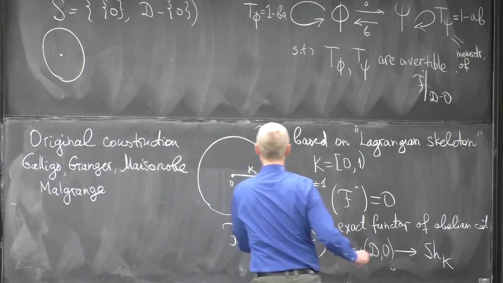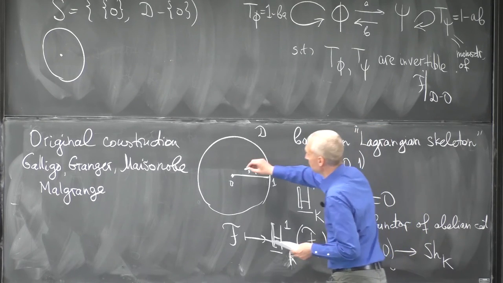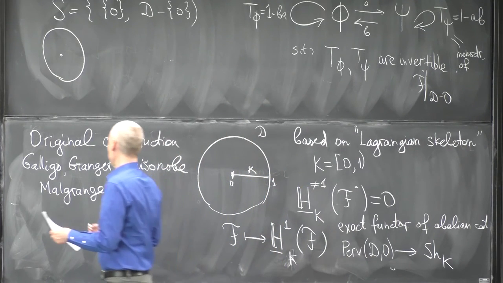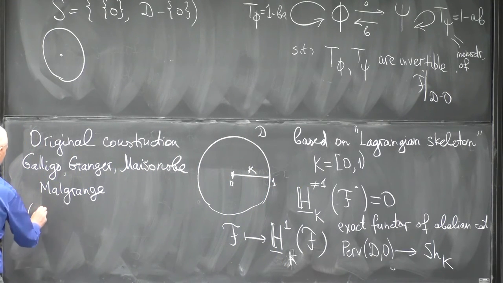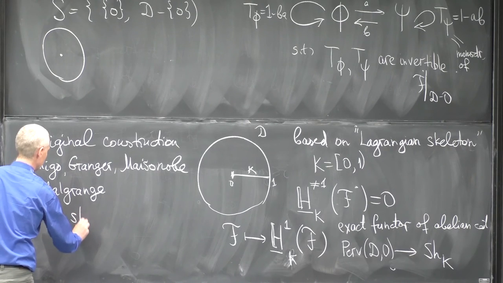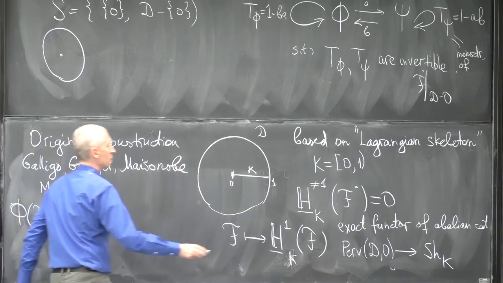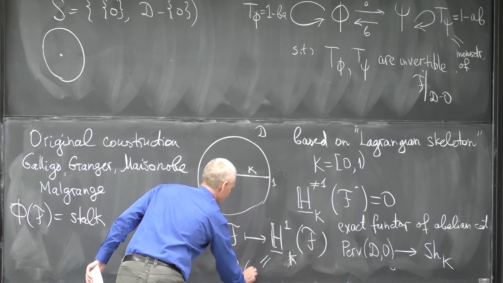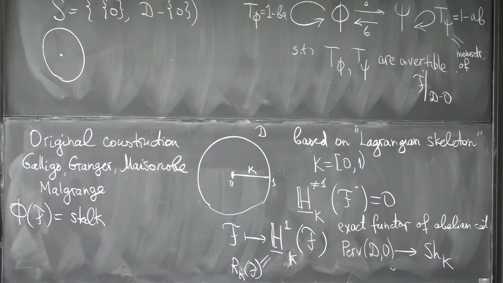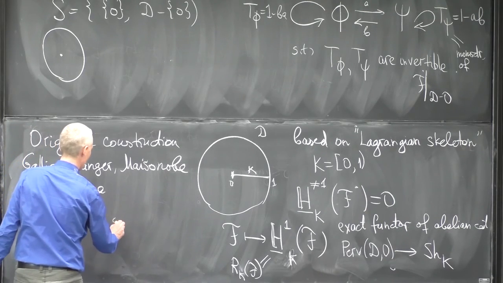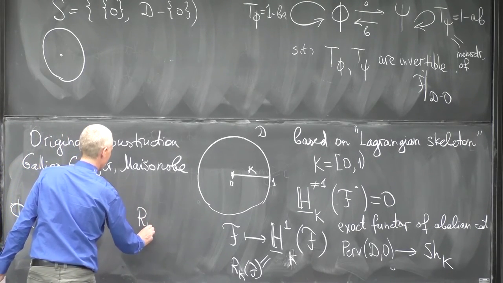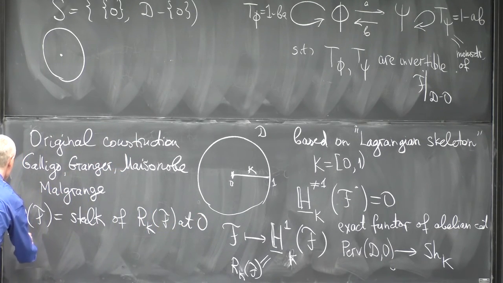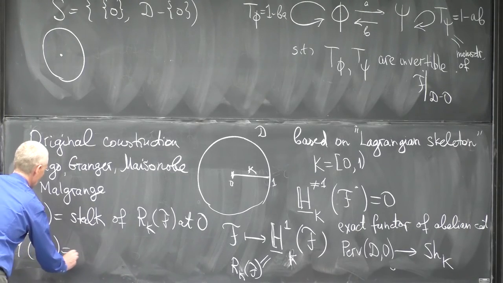So this sheaf is clearly also constructible in the real sense. It has a stalk at zero and has a stalk everywhere else. So let me call this sheaf R_K of F, just to simplify notation a little. We simply say that phi of F equals the stalk of R_K of F at 0, and psi of F equals the stalk everywhere else.